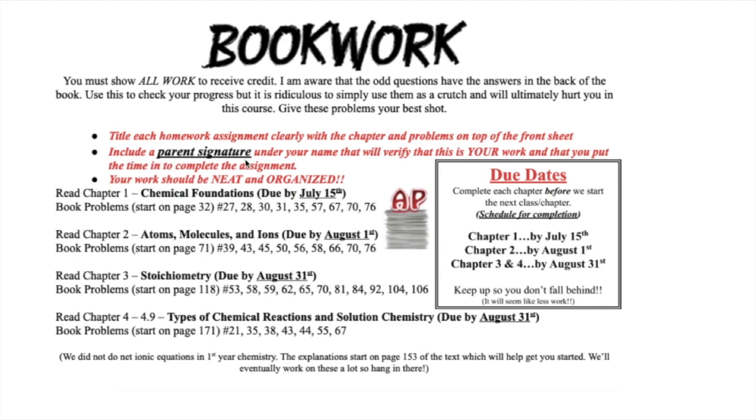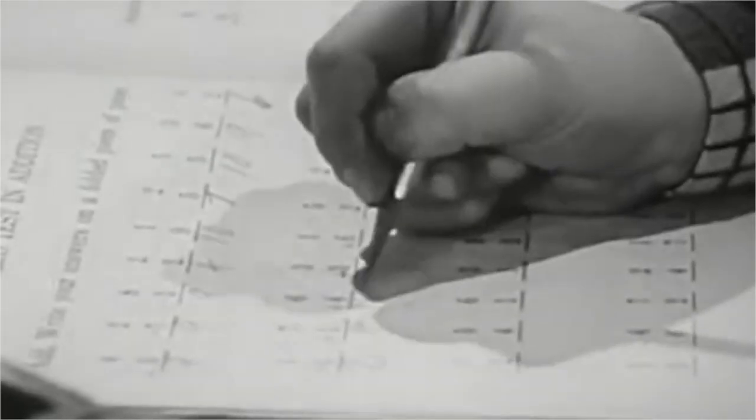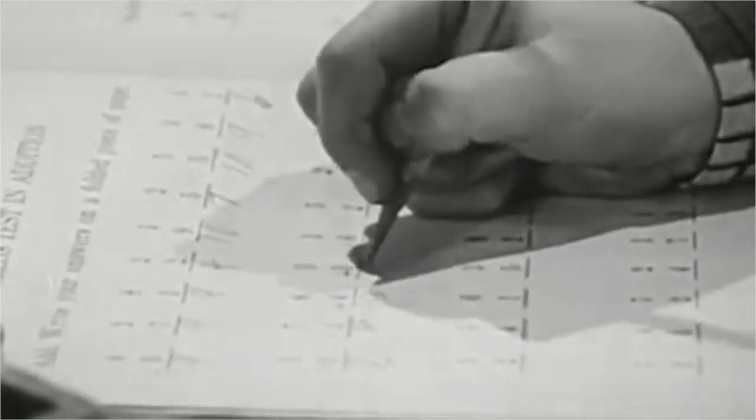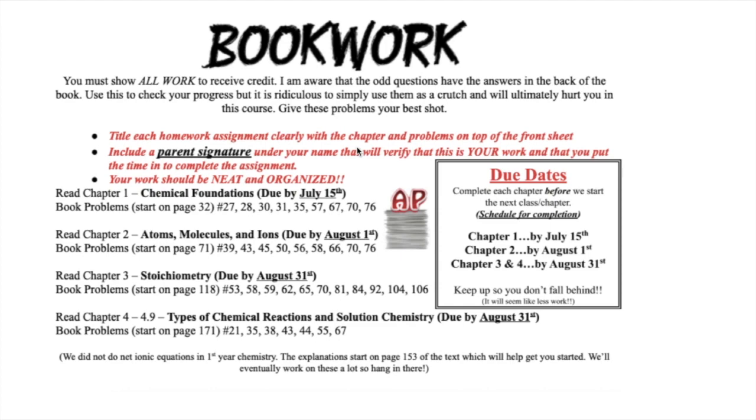This is vital. You need a parent signature under your name that will verify that this is your work and that you put in the time to complete the assignment. It's not someone else's work. If you take a picture and your name and your parent's signature is not visible and you conveniently or accidentally cut it off, you will not get credit for that. You will have to resubmit that. It should not look like it was erased and then another name was put on top. It should be yours. You should be working through this, okay? So bookwork is extremely important to be working on.